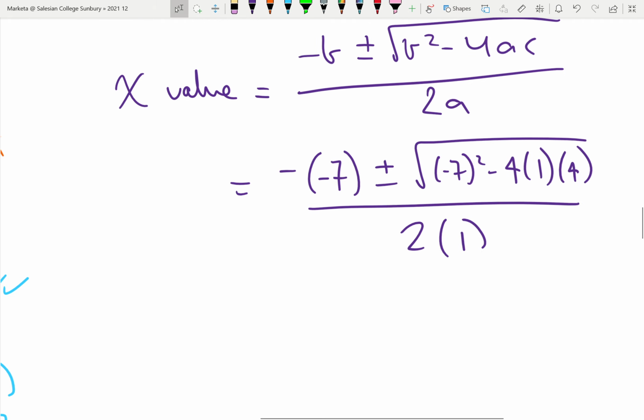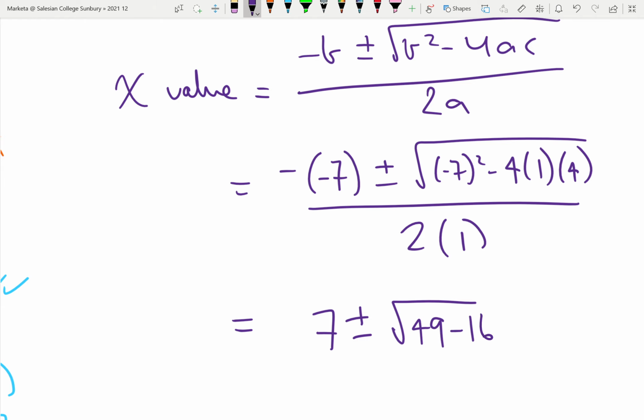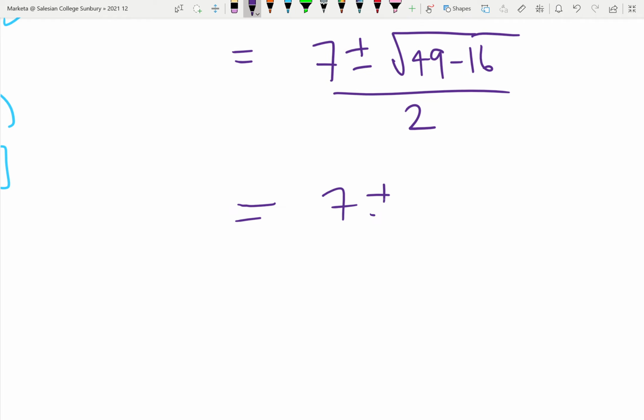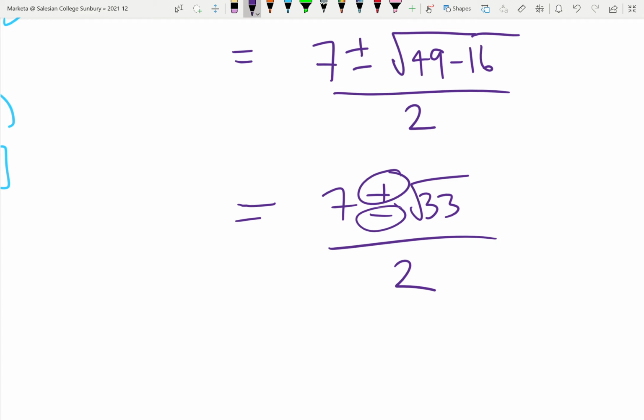All right, let's continue. 7 plus or minus the root of 49 minus 16, over 2. So that's 7 plus or minus root 33 on 2. So root 33, we can't break that down. So this will be our final answer, but be careful because these are two values here. So actually I shouldn't say it's a final answer. We have to choose which is appropriate. So 7 plus root 33 on 2 or 7 minus root 33 on 2.